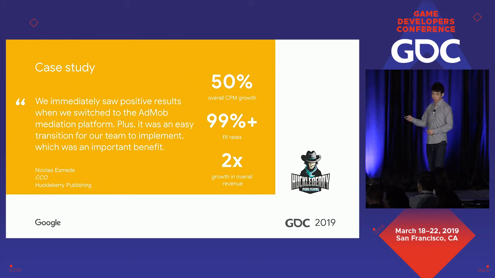And Huckleberry Publishing recently switched over to the AdMob mediation platform. They used some of these tricks, and they've had amazing results so far. So by using live eCPM, they've actually managed to grow their eCPMs by 50%. They boosted their fill rates to 99%, and overall, they made 2x the revenue. So if you're a casual game studio and you're super dependent on ads, think about using some of these tricks. You might see a lot more to be had.